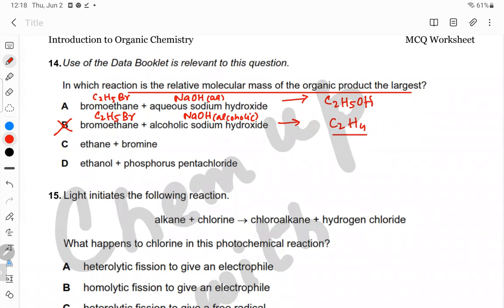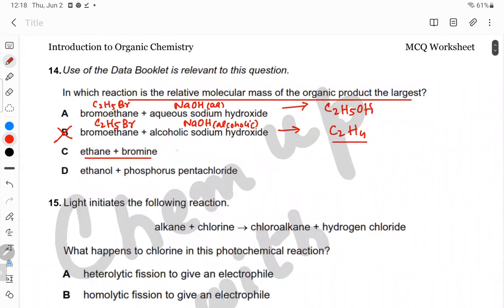And ethane plus bromine: when ethane C2H6 reacts with bromine, then a free radical substitution occurs. So we will get C2H5Br. And the AR of Br, if you recall, is around 80. So there is an increase in MR by 80 as compared to ethane. So I can say that this has a higher MR than the ethanol, and that's why I mark A wrong. Is this clear?